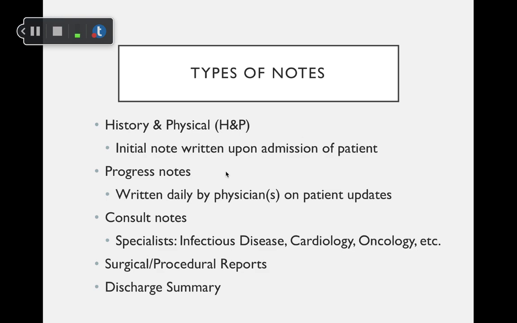Other types of notes we can have: the first one's the most common. You'll hear it called the H&P. That's a very common abbreviation you'll probably want to know. This is the initial note that's written upon admission of the patient. It's important to note that admission does not mean appearing in the ED. If a patient is admitted to the floor, an H&P will be written. You can kind of think of it as all the background information of the patient.